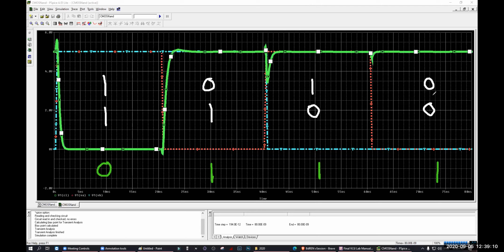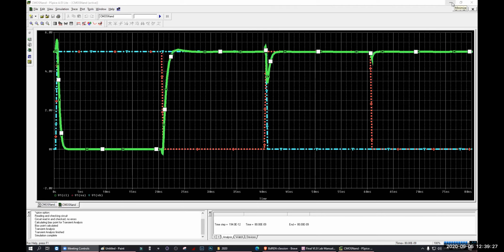Your NAND gate: 0, 0 is 1; 0, 1 is 1; 1, 0 is 1; 1, 1 is 0, right? So your NAND gate is okay? Yes, sir. Okay. So your NAND gate is okay. So your performance analysis is done. Now I want you to make the NOR gate.